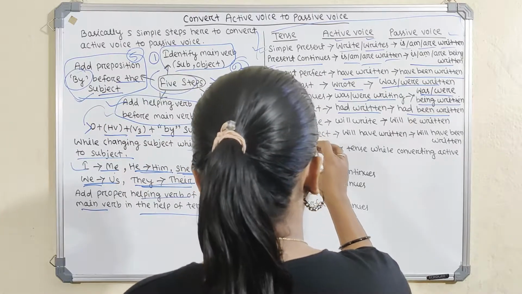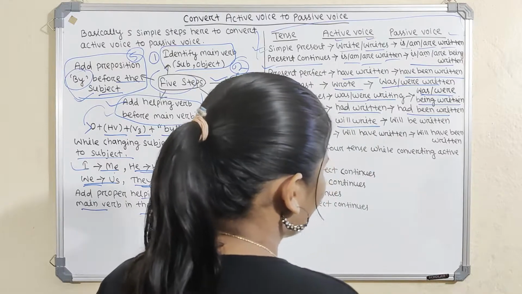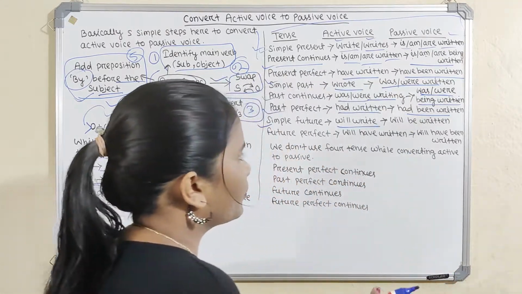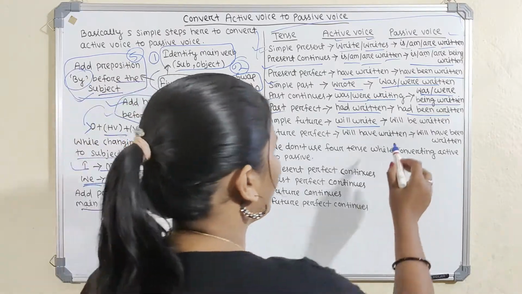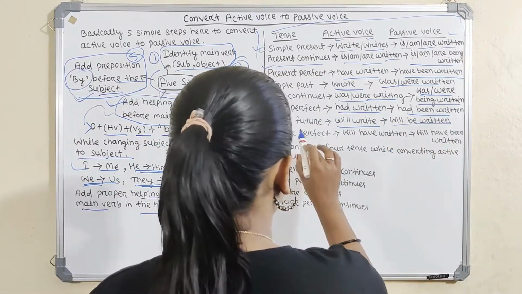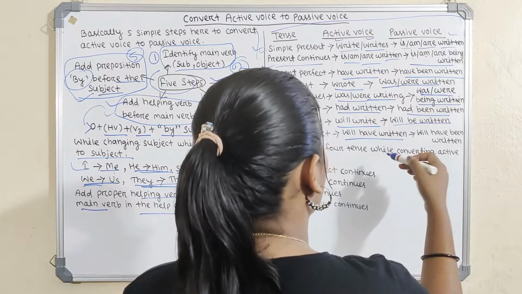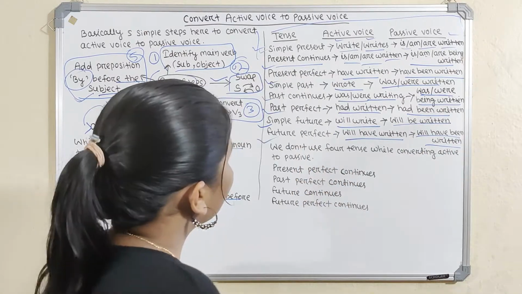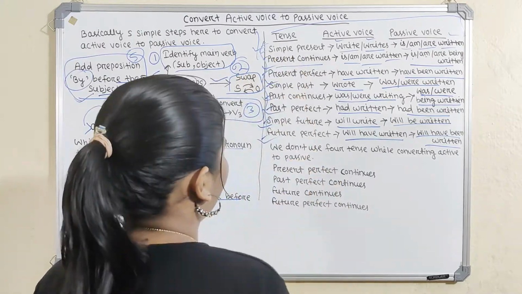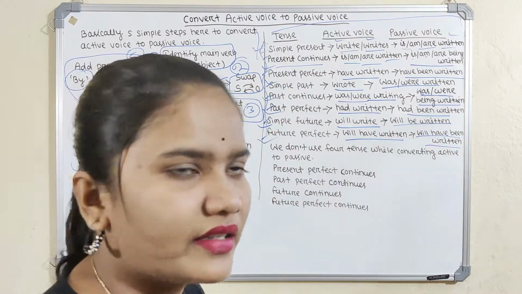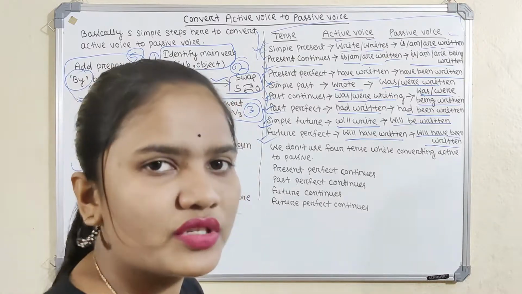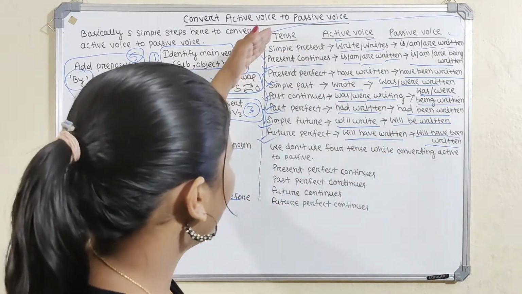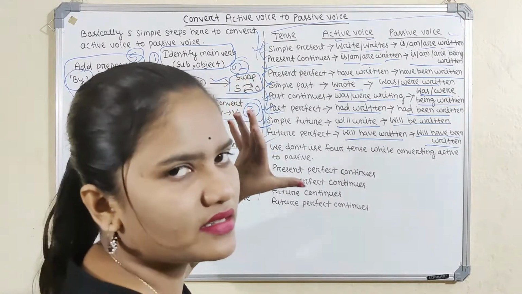Simple future: will write we have to use. Then if we convert into passive voice, we have to write will be written. Okay, future perfect: will have written, but in the case of the passive voice we have to write will have been written. These are the 8 forms here. We cannot say 8 tenses because tense is of 3 types, but when we change active voice to passive voice, mainly 8 forms are used.